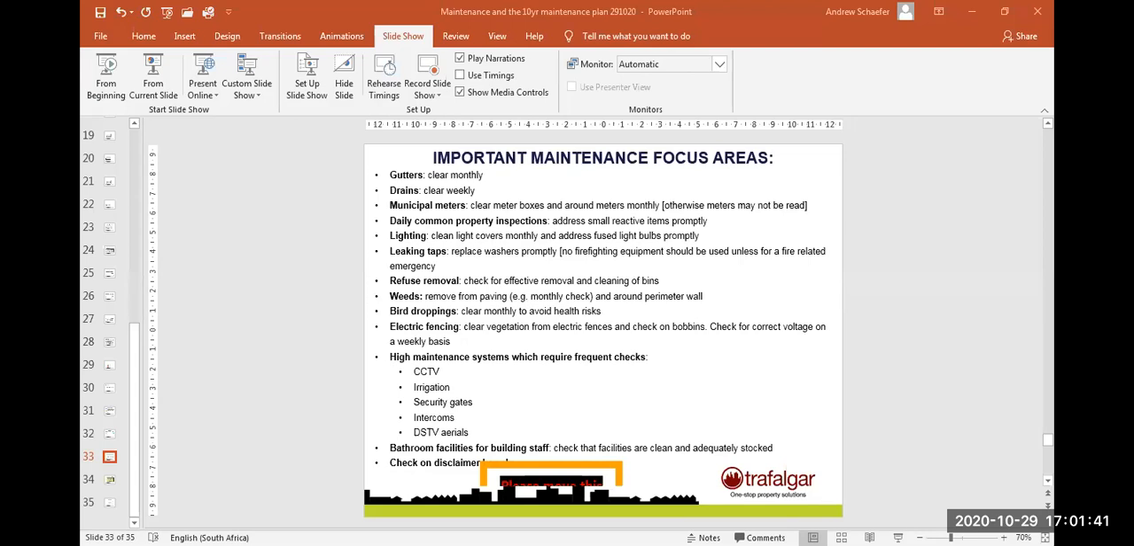Daily common property inspections, which is vital of any caretaker. There's very small things that can be done which will help you in the long run in your 10-year maintenance plan, and it will take it out of that budget and you'll actually save money in the long run. Cleaning of light covers, that's just aesthetics and gives an overall aesthetic appeal to the building. Going into a building where there's been 10 years of insects collecting in a light fitting is just not desirable.